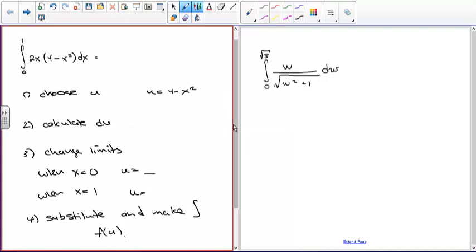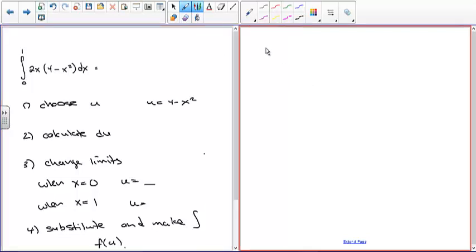The difference in this case is when you integrate it. So let me just add a page here. The difference is when you integrate it, step number 5 is you evaluate the integral using the u limits. You don't substitute back in.